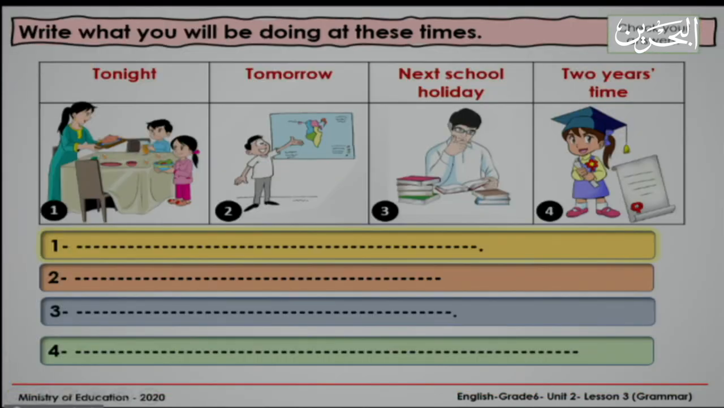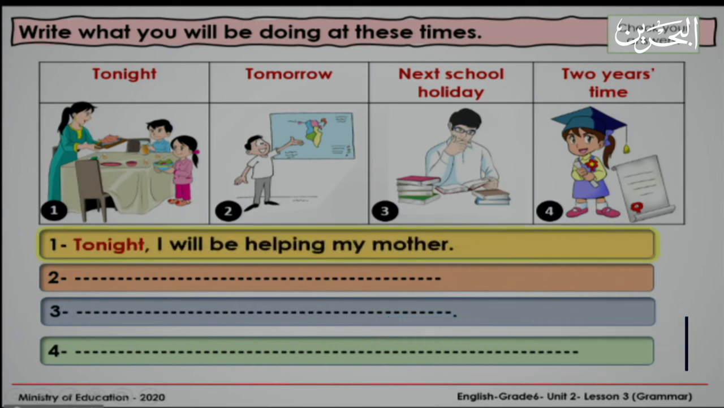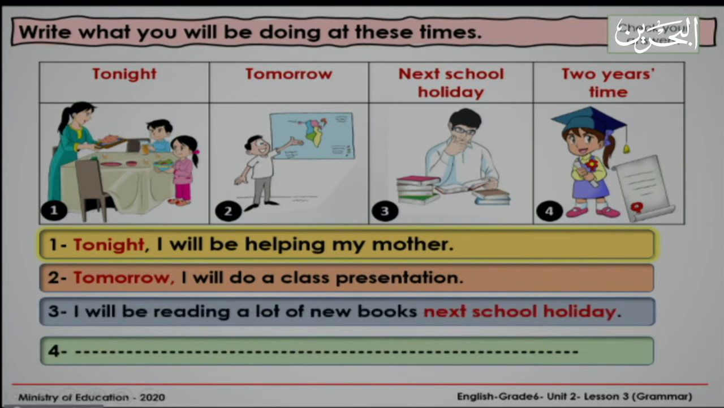Here, we have got some pictures, and what we need to do is to write about what we will be doing at these times. You have got 5 minutes for this exercise. Now, check some of the possible answers. One, tonight I will be helping my mother. Two, tomorrow I will do a class presentation. Three, I will be reading a lot of new books next school holiday. Four, I will finish primary school in 2 years' time.